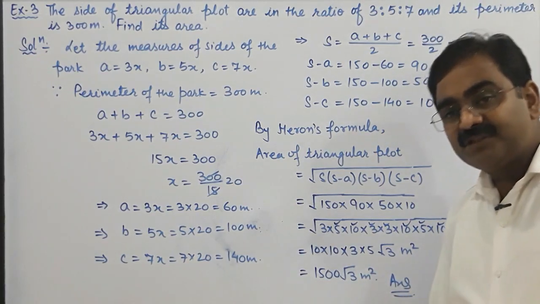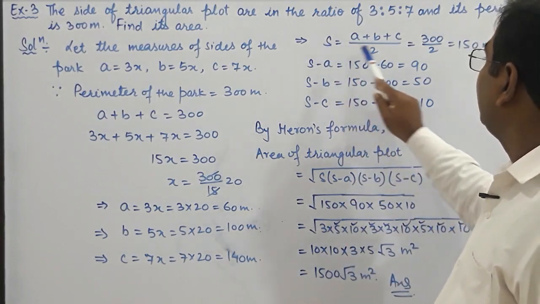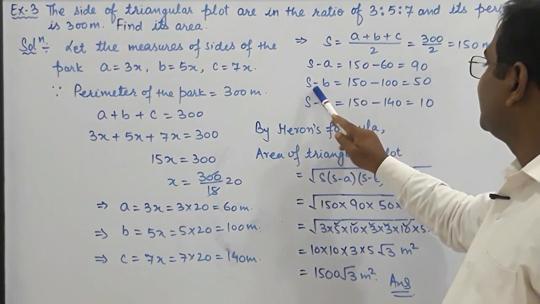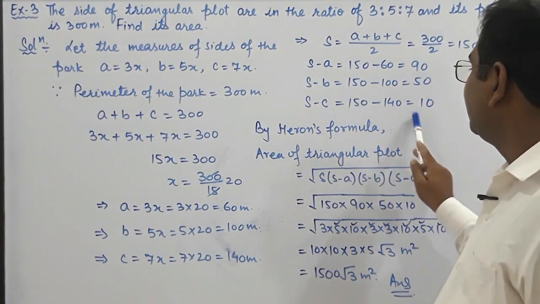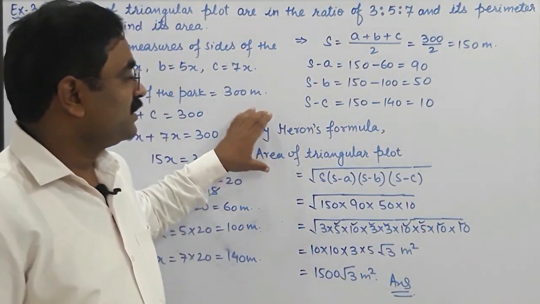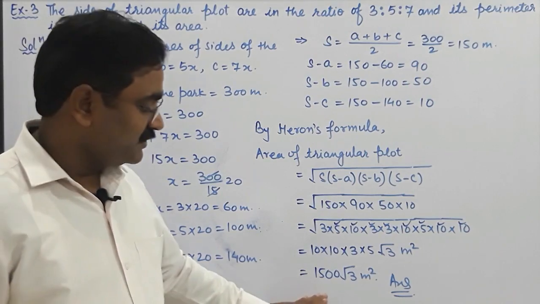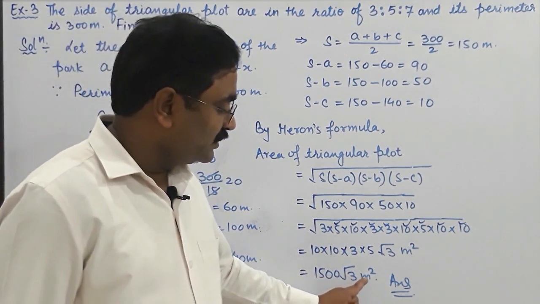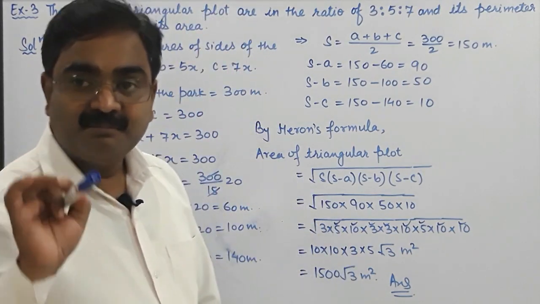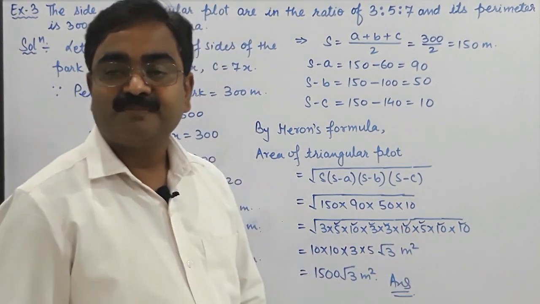After getting the measures of all three sides, we have to find the semi-perimeter, which is 150; s minus a is 90, s minus b is 50 and s minus c is 10 meter. After getting these values, we applied Heron's formula and got our answer 1500 under root 3 meter square. So friends, be careful to find the square root of these numbers also.